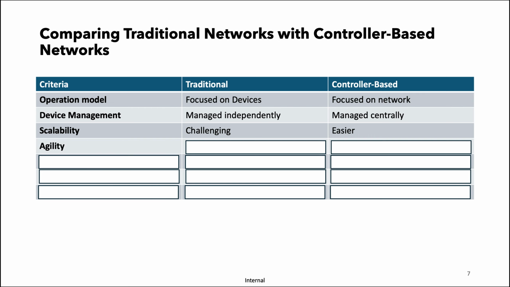If you see it from an agility point of view, traditional network can be slow to respond to changing network conditions, as each device must be configured independently. Whereas in controller-based network, changes can be made very quickly and efficiently through the central controller. In controller-based network, actually, network devices are configured through southbound APIs, resulting in more consistent device configuration, fewer errors, and less time spent troubleshooting the network.